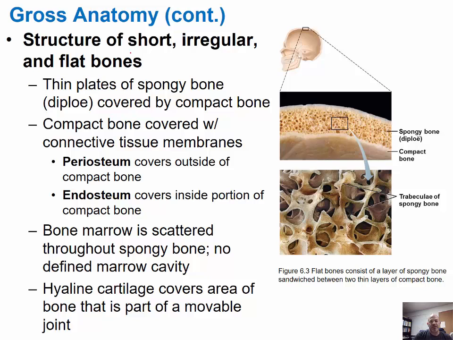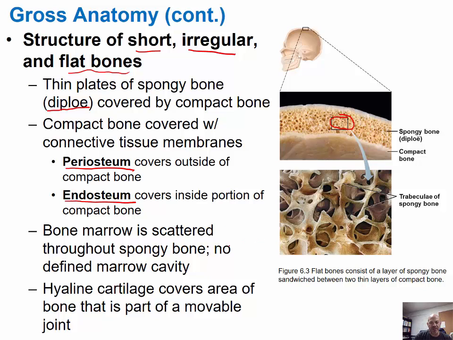So now looking at short, irregular, and flat bones, these types of bones do have a similar type of structure. They're going to have spongy bone on the inside, and you can see on the right, zooming in on that area, you have that spongy bone, and it's called diploe, and it's going to be covered with compact bone on either side. The compact bone itself will be covered with connective tissue, and on the outside of the bone the membrane is called the periosteum, and peri means to surround or cover. And then covering the inside of the bone would be the endosteum.